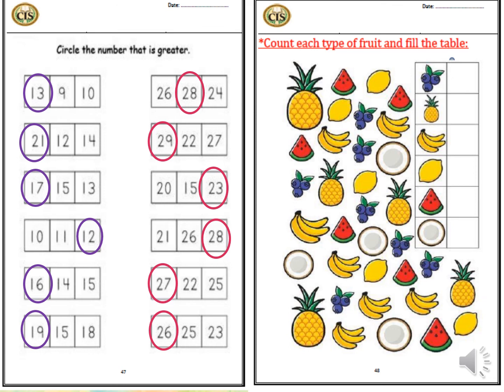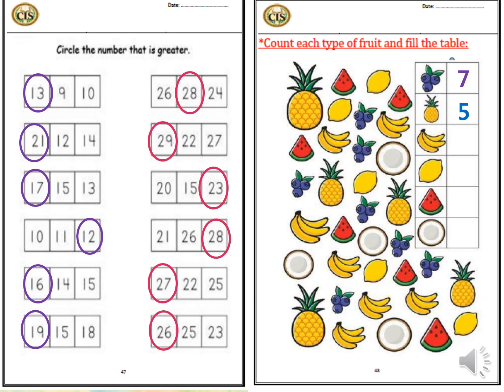Page number 48. Count each type of fruit and fill the table. So we are going to count each fruit and then write the number in the table. First fruit here is grape. Let's count how many grapes we have here. 1, 2, 3, 4, 5, 6, 7. So we have 7. Next fruit is pineapple. Let's count how many pineapples we have. 1, 2, 3, 4, 5. We have 5.